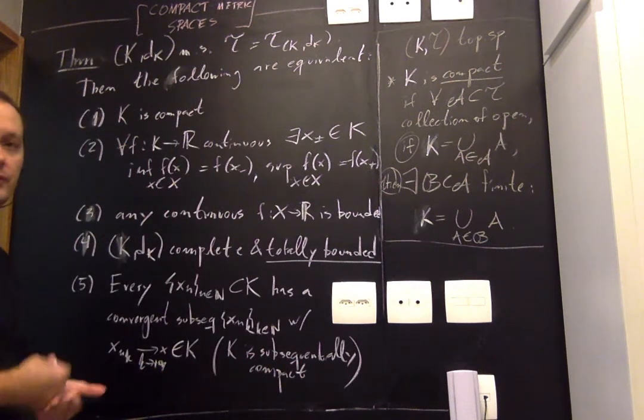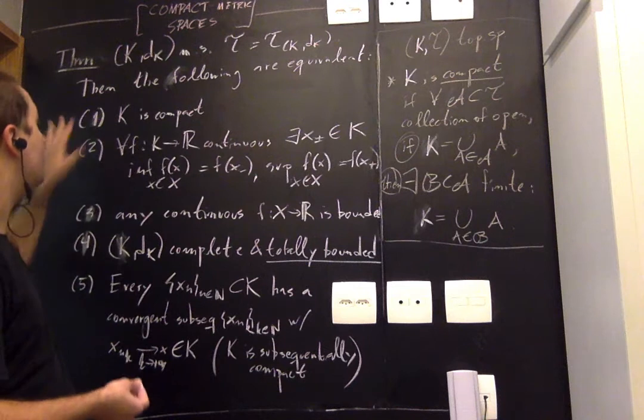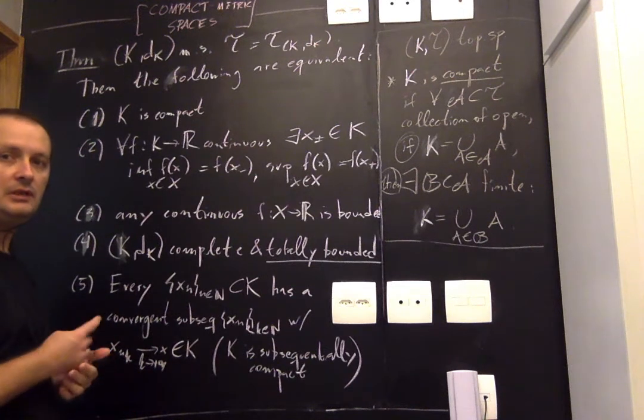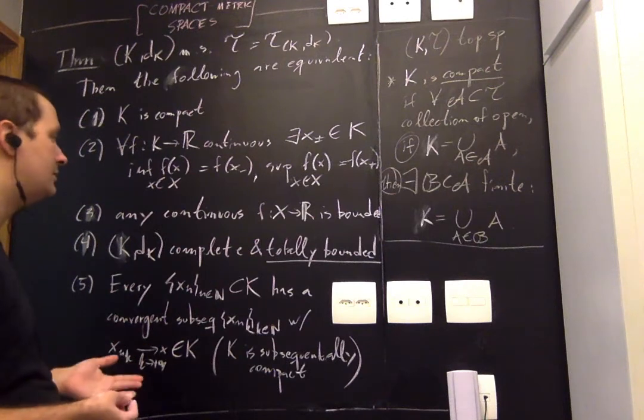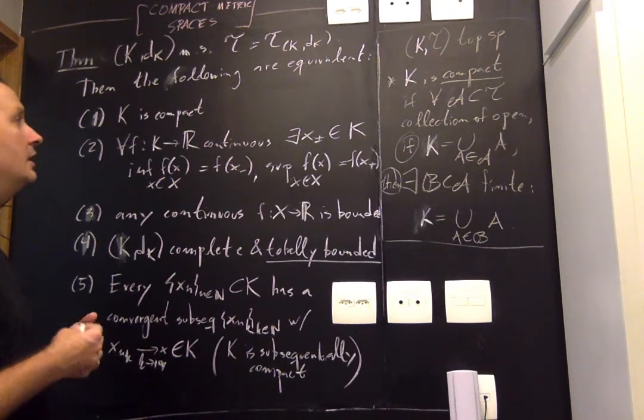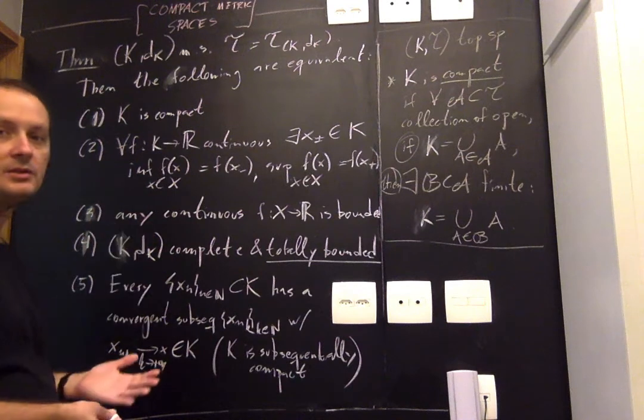What we're going to do over the next few videos is to prove a series of equivalences of this definition. They're not true for all metric spaces. They don't even make sense, perhaps, for all metric spaces. But for metric spaces, all these things turn out to be the same.